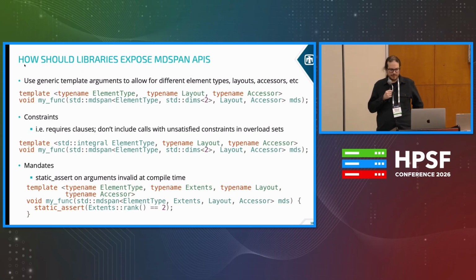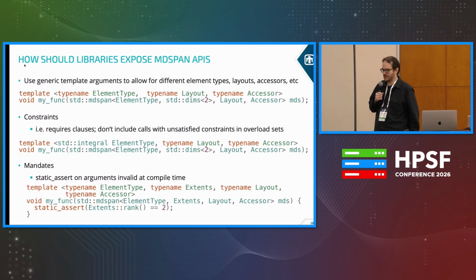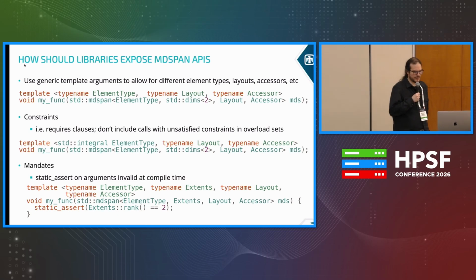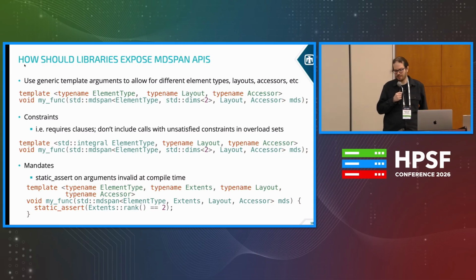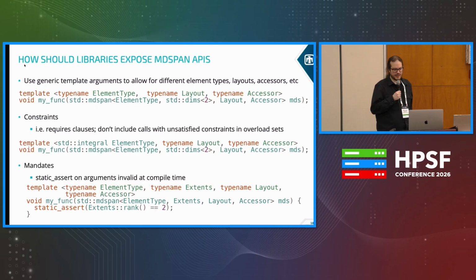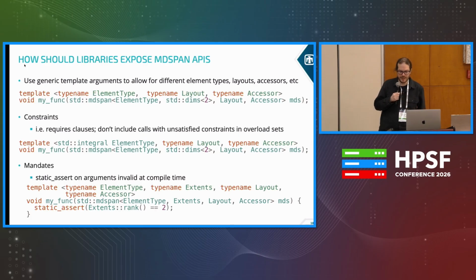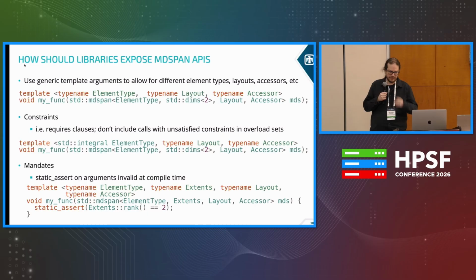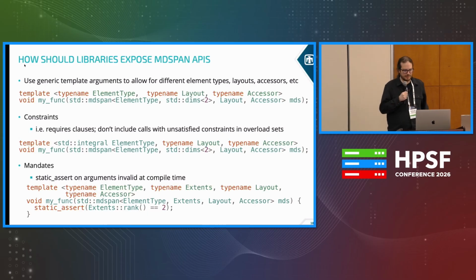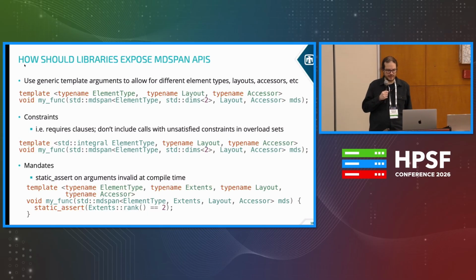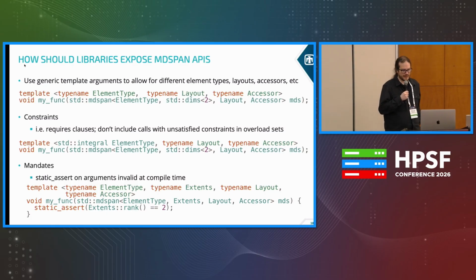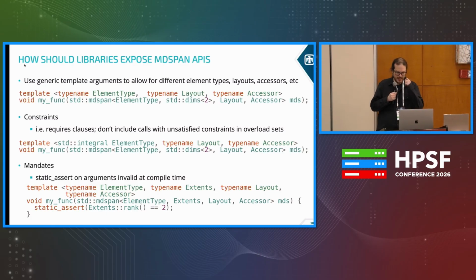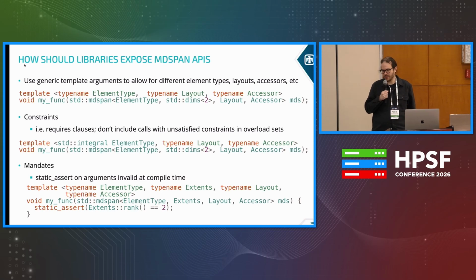So if you're planning on writing an API that uses mdspan, how should you do this? In general, if there are any template parameters that you don't really care about, like for example element type, you should go ahead and template them like I have here in the first example. So here we have element type, layout, and accessor. This myfunc doesn't really care what they are, but it does want specifically an extent that is dextents of 2. You can also do things like constrain some of the types.